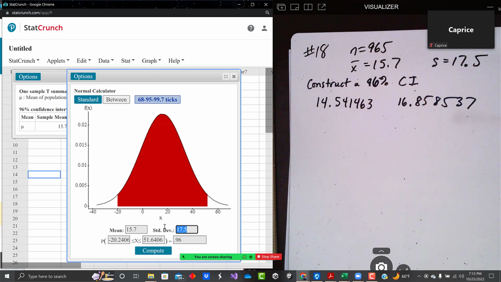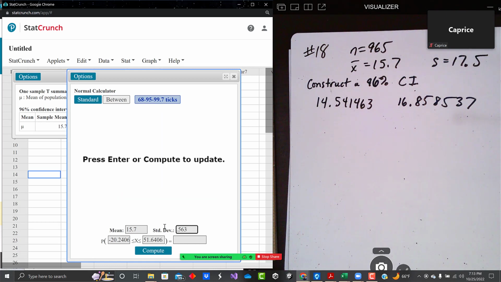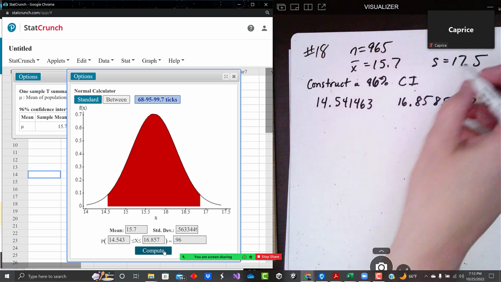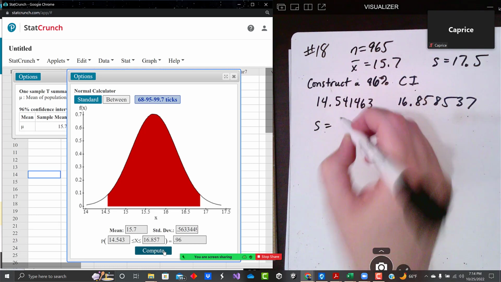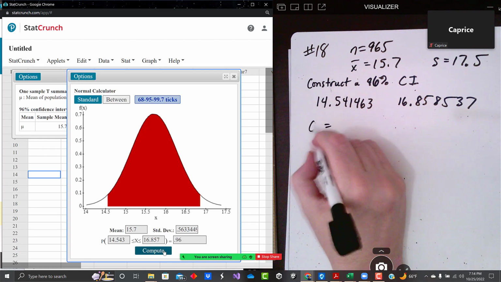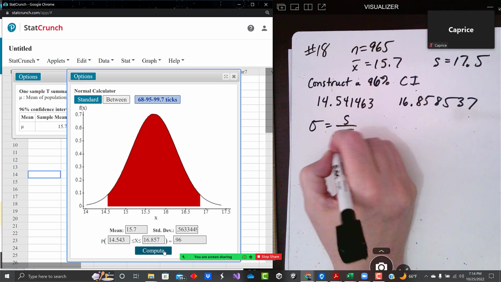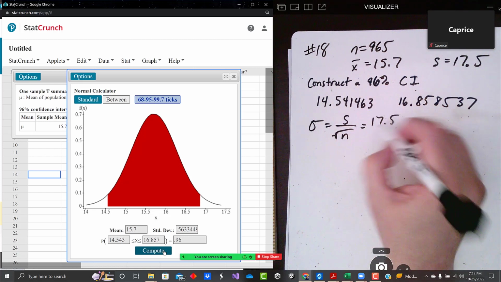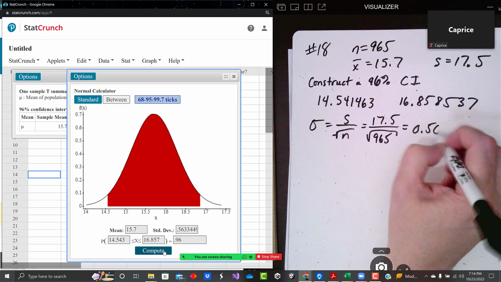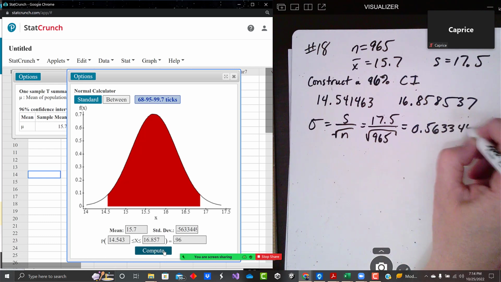What happens if I change this to 0.56, and do 96%? There we go. Pretty close. I used S, but we need to redo it to be the standard error. So sigma is S over the square root of N. So 17.5 divided by the square root of 965 is 0.563344932.